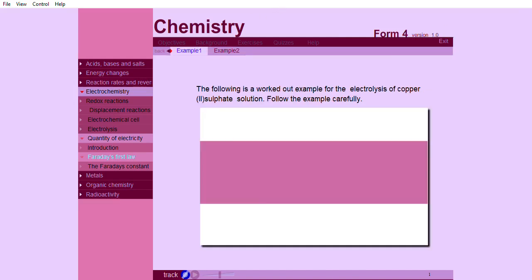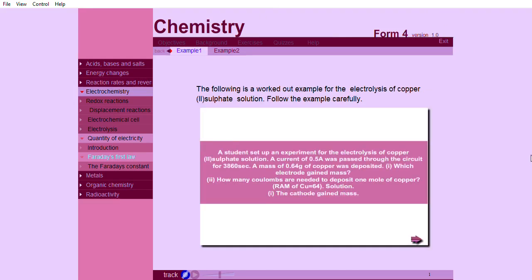A student set up an experiment for the electrolysis of copper(II) sulfate solution. A current of 0.5 amperes was passed through the circuit for 3,860 seconds. A mass of 0.64 grams of copper was deposited. Which electrode gained mass? How many coulombs are needed to deposit 1 mole of copper? RAM of copper equals 64.